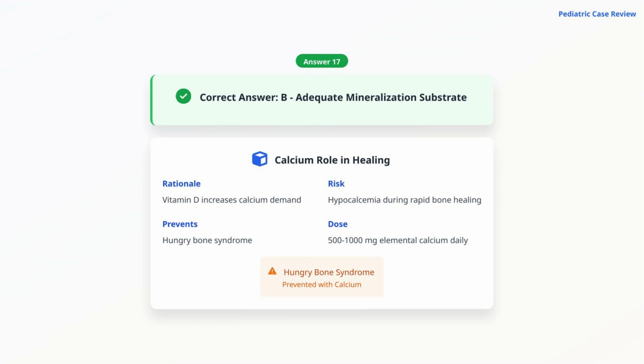When vitamin D treatment begins, calcium absorption increases and bone healing accelerates, dramatically increasing calcium demand. Without supplemental calcium, hypocalcemia may occur during rapid remineralization, a phenomenon called hungry bone syndrome. Providing 500 to 1,000 milligrams of elemental calcium daily prevents this complication.